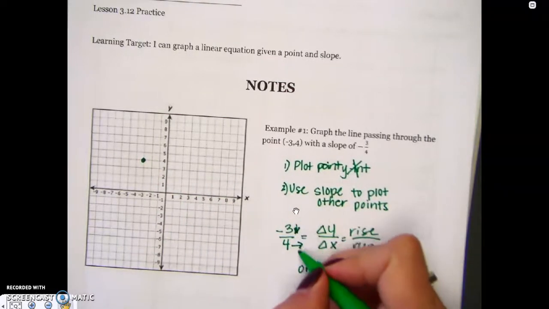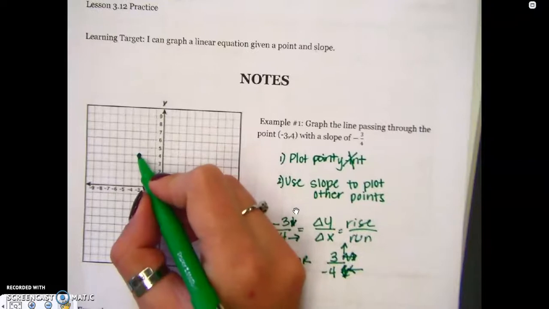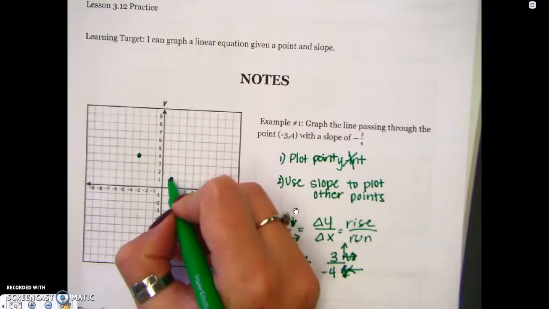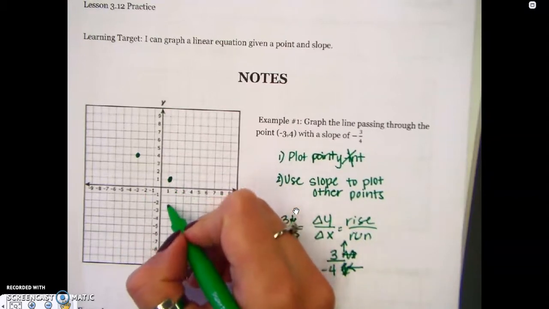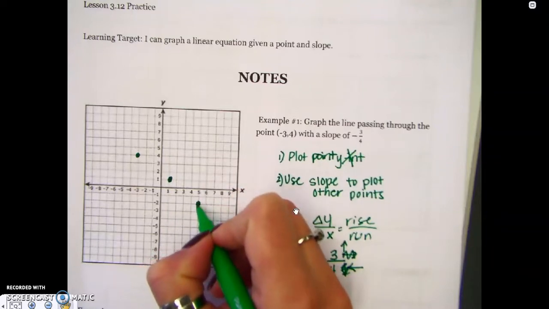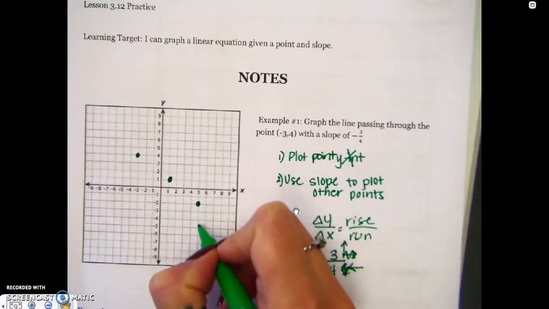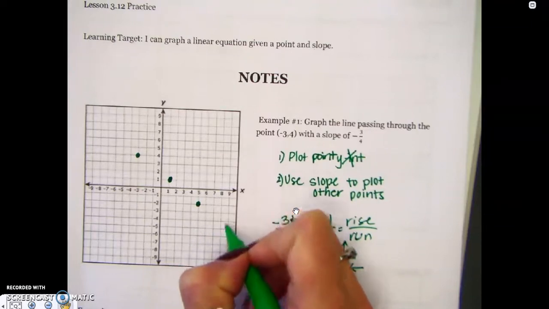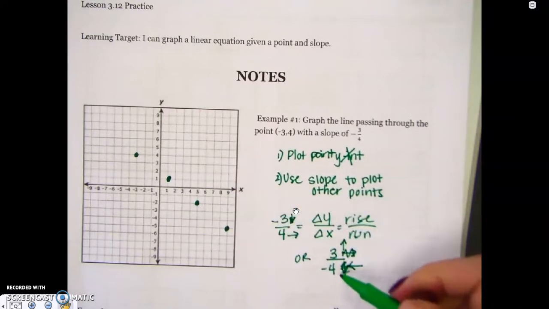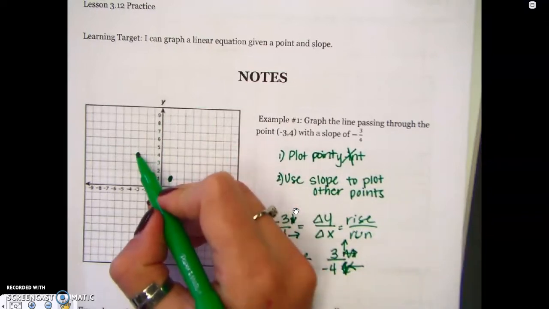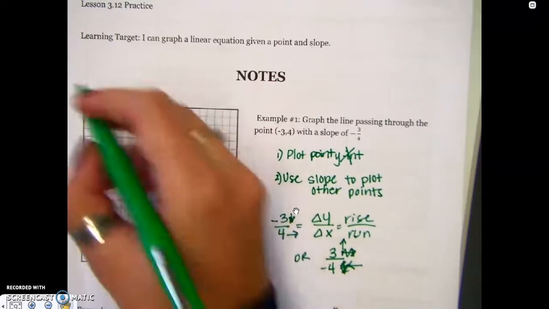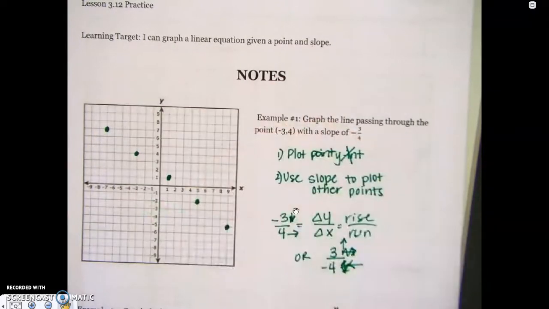And so if I'm going down 3 and to the right 4, I'd start here and I go 1, 2, 3, 1, 2, 3, 4. And that's my next point. Then I can continue 1, 2, 3, 1, 2, 3, 4. It's always a good idea to make sure you're plotting as many points as you can. And if I were to go the other way, up 3 and left 4, I can start from my original point and go up 3, left 4. So I end up going the same direction, I just do it on the other side of that point.